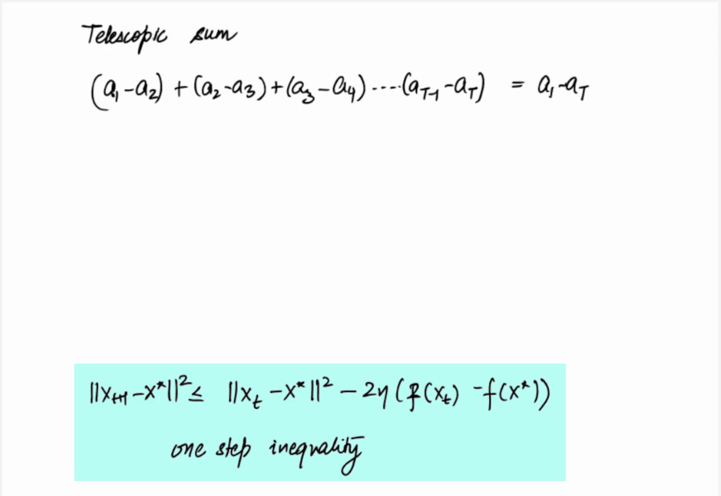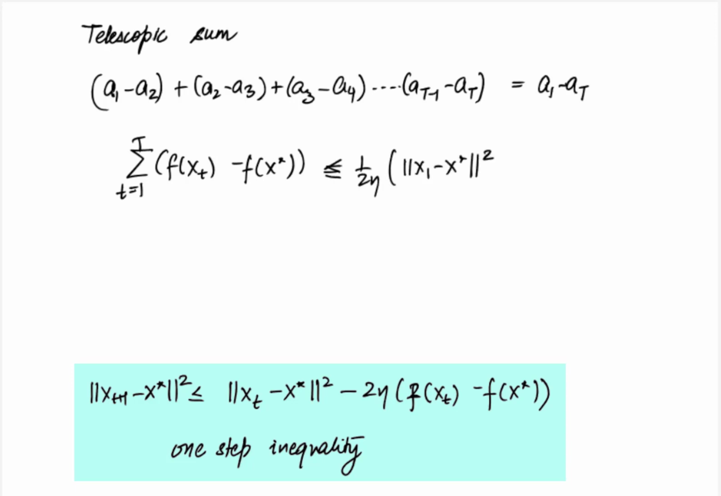So using this in the one-step inequality that we have obtained so far, we have the sum over t from 1 to capital T of f of xt minus f of x star less than or equal to 1 over 2 eta times the norm of x1 minus x star square minus the norm of xT plus 1 minus x star square. Recall that the first term was equal to b and the last term is negative, so it can be dropped. So this gives us the result, left hand side less than or equal to b by 2 eta.